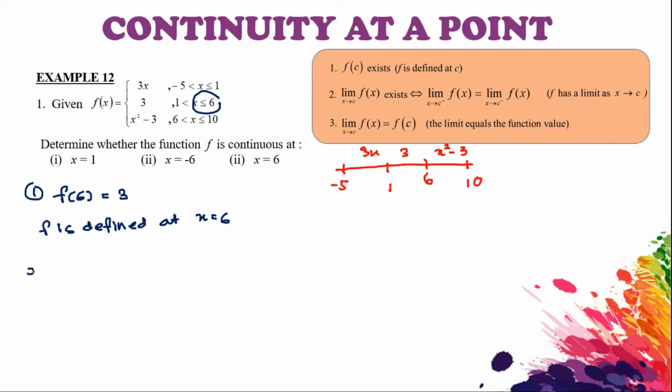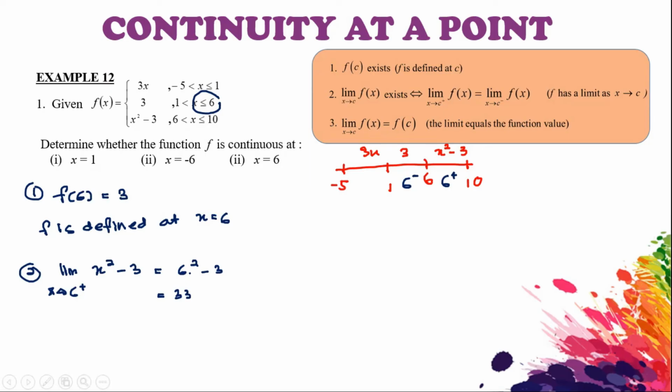The second condition, we have to determine the limit as x approaches 6 from the right. It must be equal to the limit as x approaches 6 from the left. So we have the limit as x approaches 6 from the right. Which function is this? This is 6 at x equals 6. So this one is 6 from the right and this one is 6 from the left. So for 6 from the right, the function is x squared minus 3. So we do the substitution. We have 6 squared minus 3 equals 33.